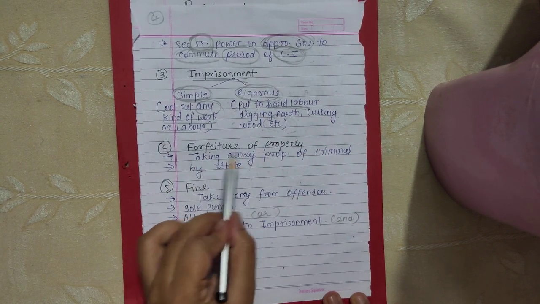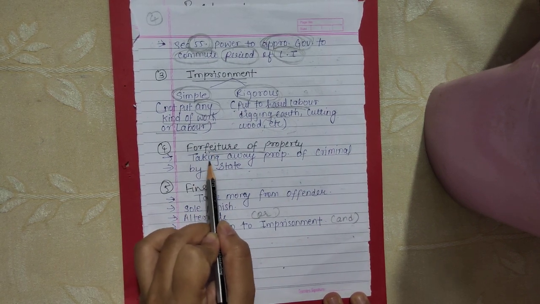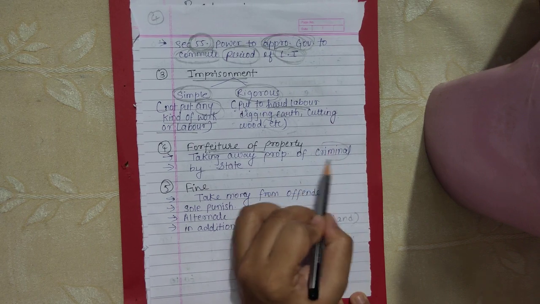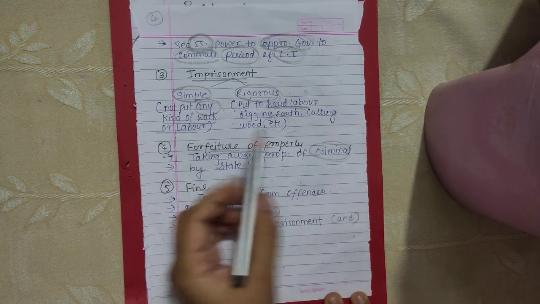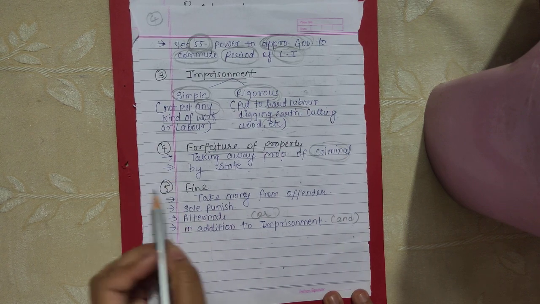Next, forfeiture of property means the state takes away the property of the criminal. This is one of the types of punishment given under IPC.